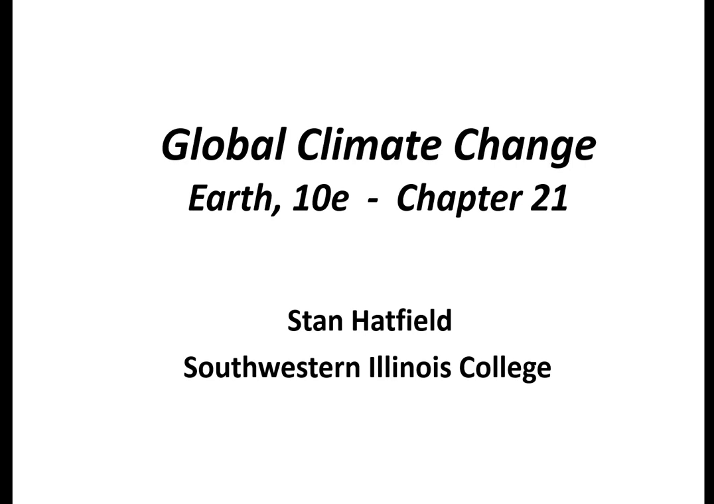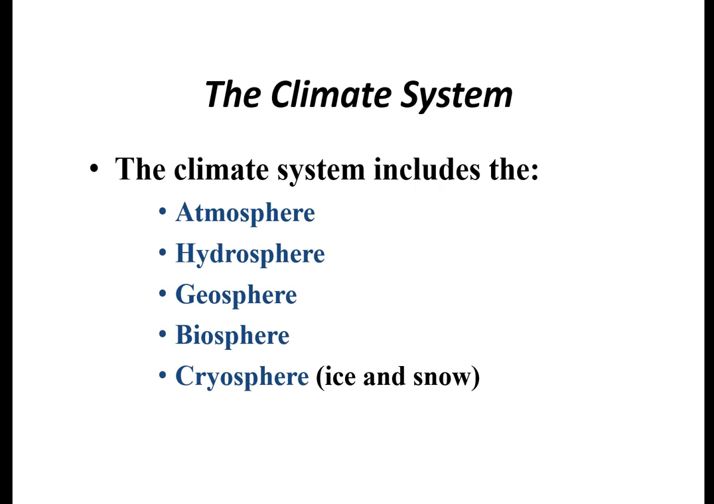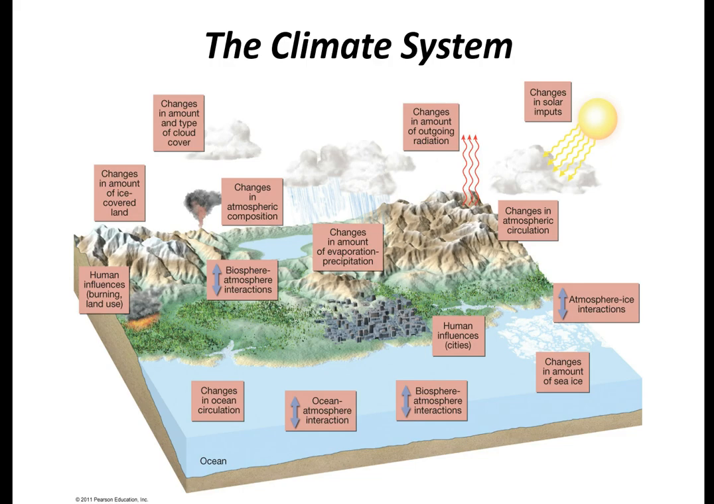All right, and welcome back to Geology, and this is Chapter 21 on global climate change. So, this is kind of an overview of the whole system. The climate system includes the atmosphere, the hydrosphere, the water, the geosphere, the rocks, the biosphere, the life, and the cryosphere, which is ice and snow. So, the climate system, this is in your book. We have changes in solar inputs, changes in outgoing radiation, changes in atmospheric composition, changes in the amount of ice-covered land, and so on, along with a lot of influence from the oceans.